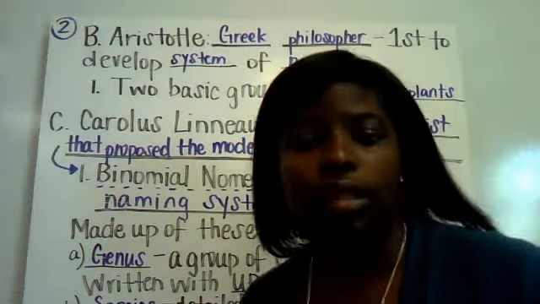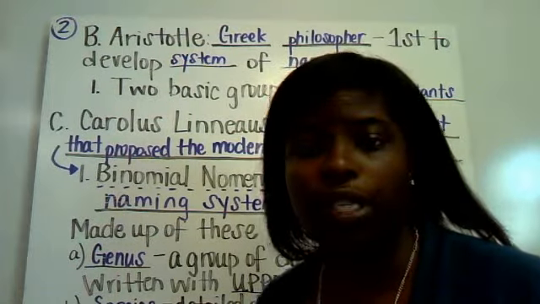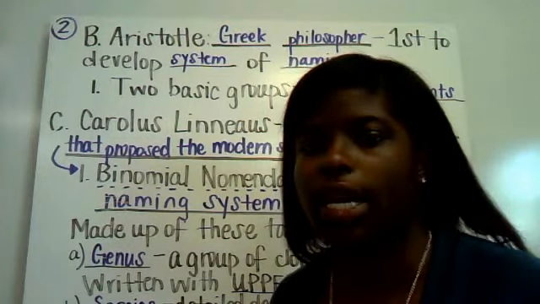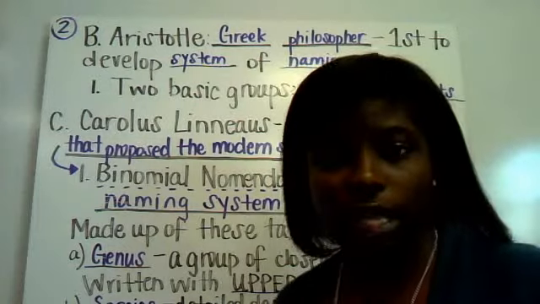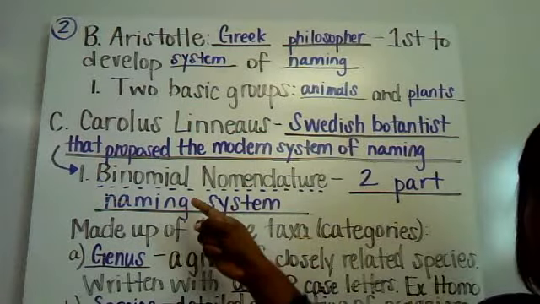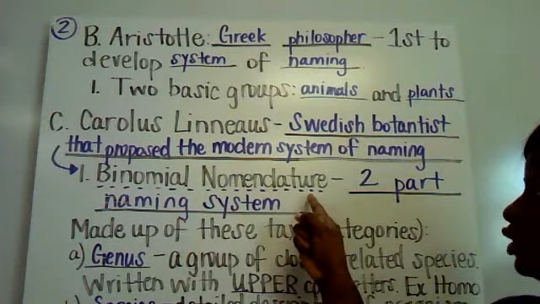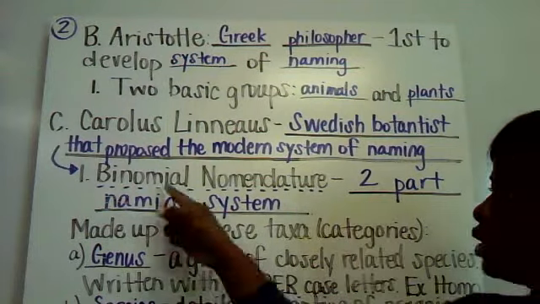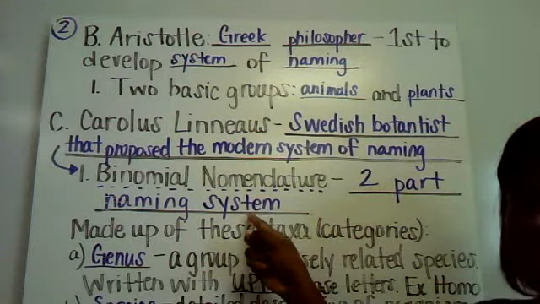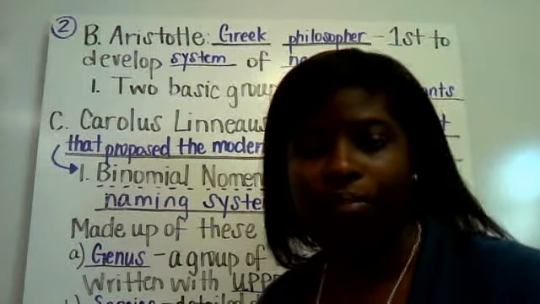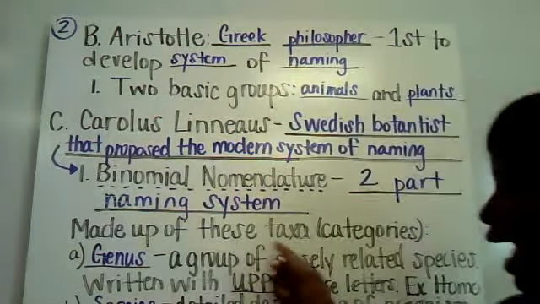So from there, this individual called Carolus Linnaeus was able to come up with his own naming system that we still use today. Carolus Linnaeus was a Swedish botanist that proposed a modern system of naming. A botanist is an individual or a scientist who studies plants. The name of Carolus Linnaeus' system was called binomial nomenclature, which is a two-part naming system. Bi means two. Nomenclature refers to naming system. So his naming system had categories which we call taxa.